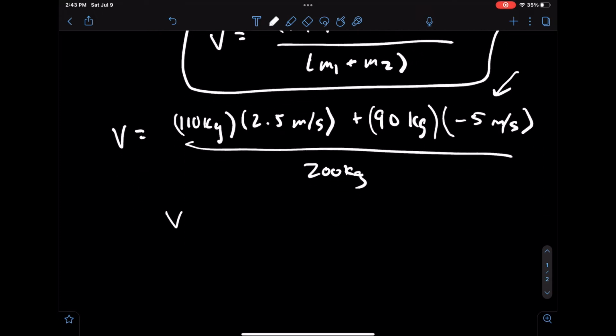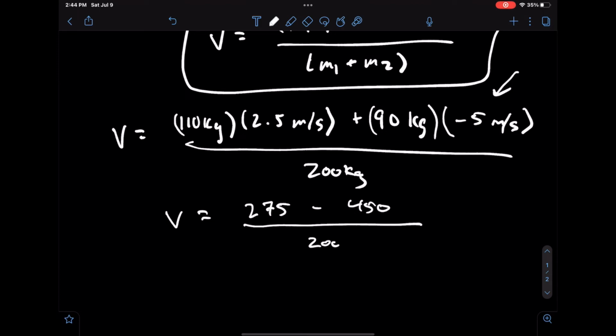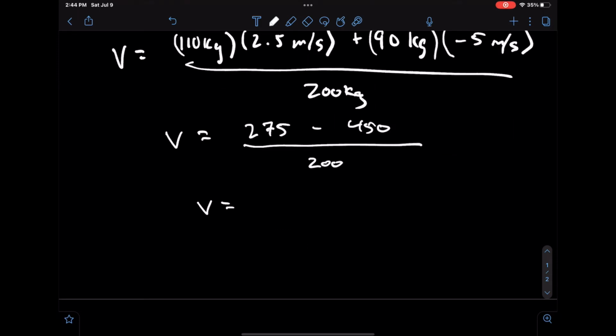After calculating this, we'll find that V equals 275 minus 450 over 200. Solving it further, we will find that the common velocity is negative 0.875 meters per second.